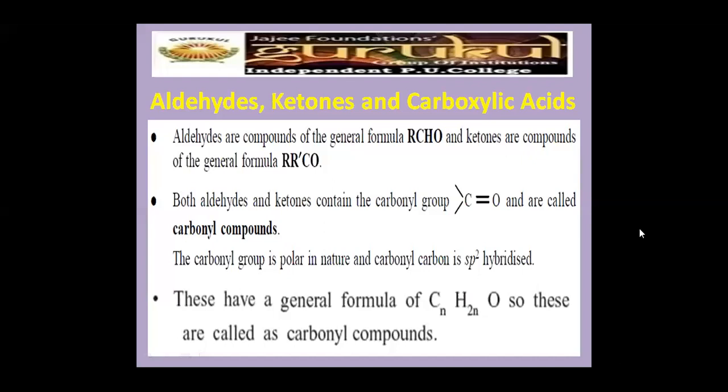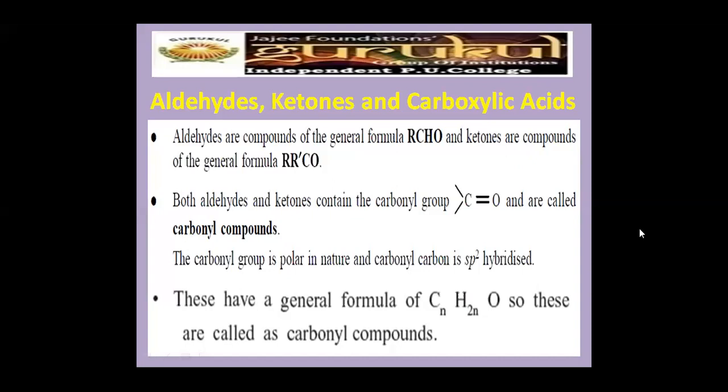Hello students, today we are going to discuss a very important chapter for the NEET examination: aldehydes, ketones and carboxylic acids. As you know, aldehydes are compounds of the general formula RCHO and ketones are compounds of the general formula RC double bond O R dash. Both aldehydes and ketones contain the carbonyl group, hence these are known as carbonyl compounds.